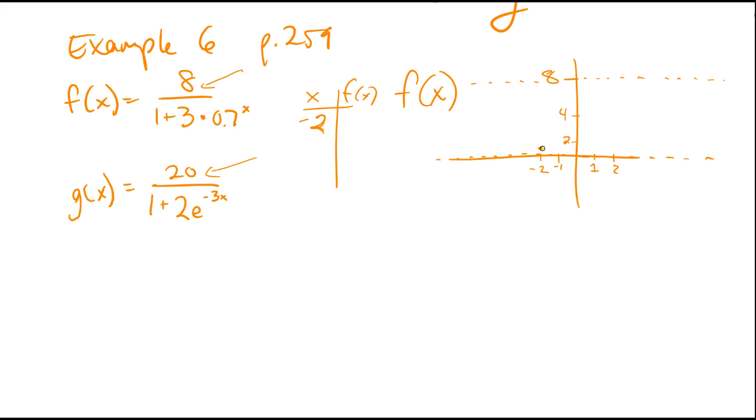So then, what about here? I've got x is -1, so 0.7 to the -1, that's 1.4. 3 times 1.4 is 4.2, plus 1 is 5.2. 8 divided by 5.2 is 1.53. So this was a little more than 1.